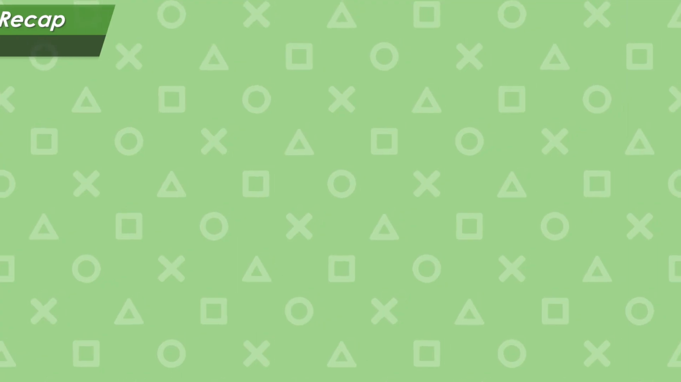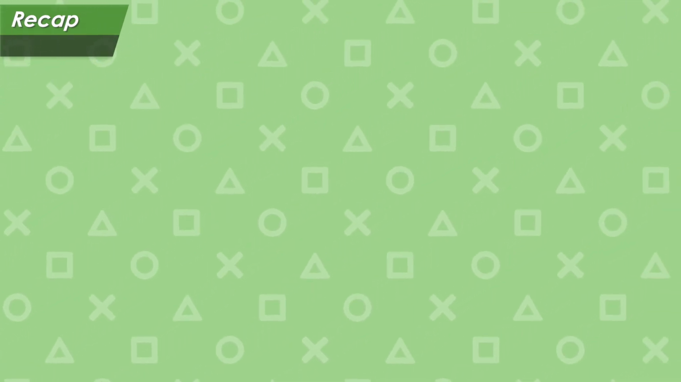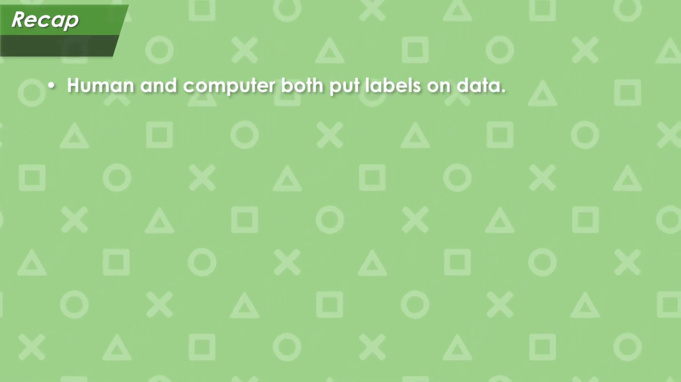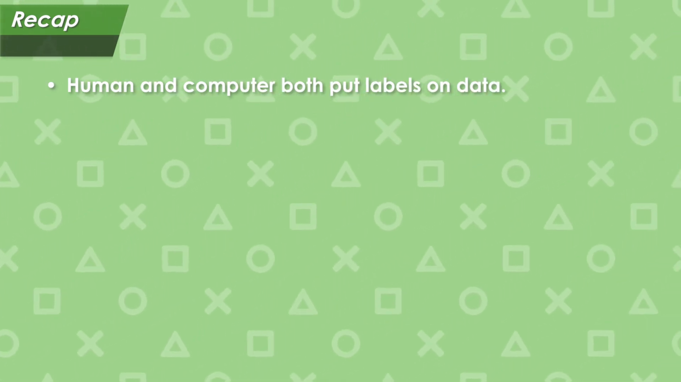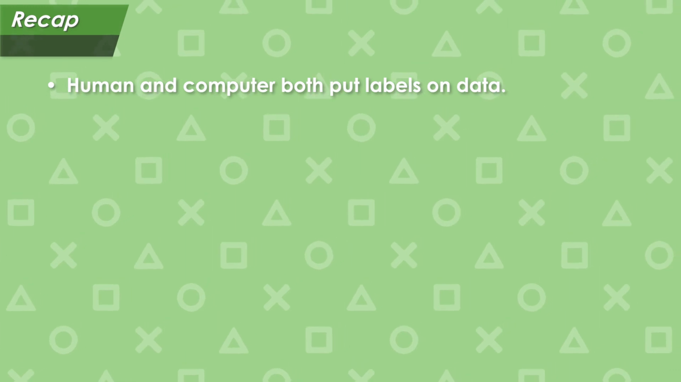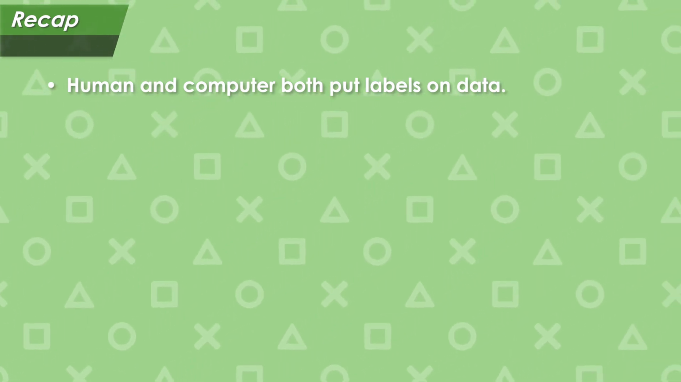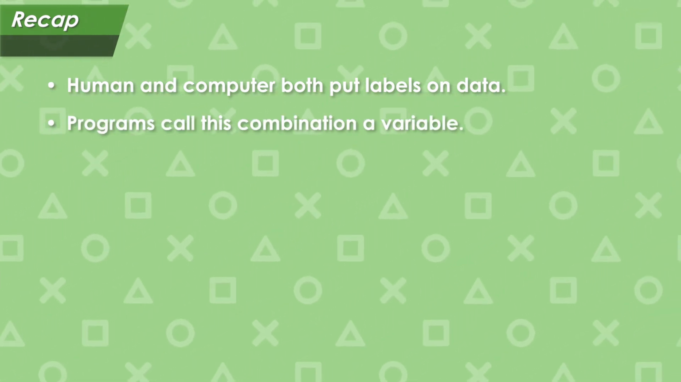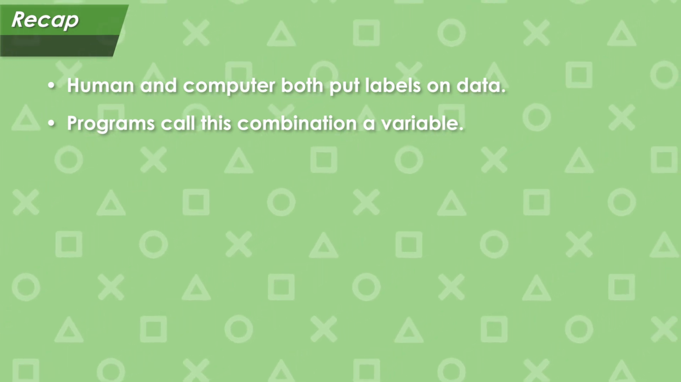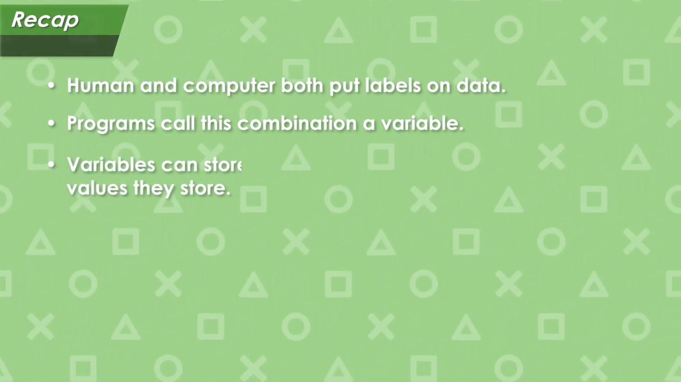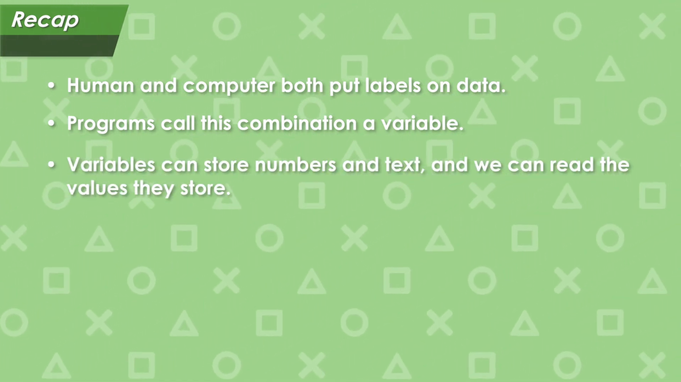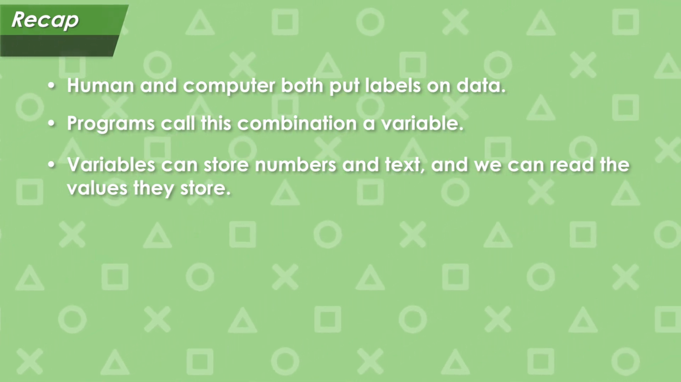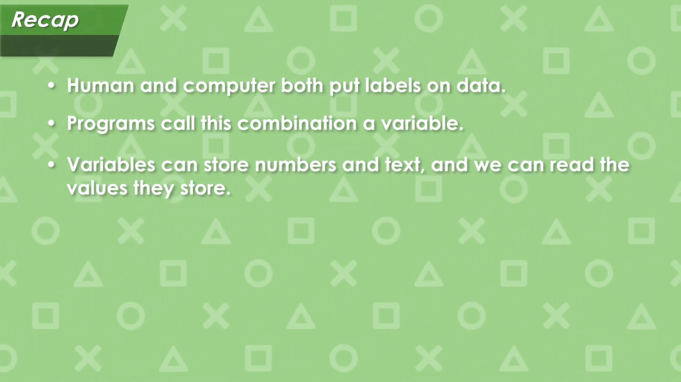Let's recap what we covered in this video. First, we talked about how humans and computers both put labels on data. When we do this with a computer program, the combination is called a variable. We discussed what you can do with variables. You can put things in them, like numbers and text, and you can read from them.